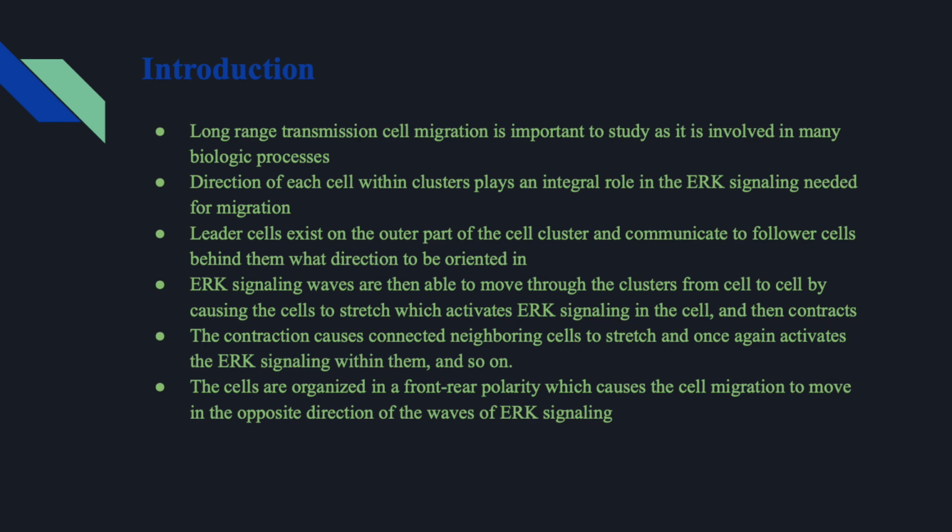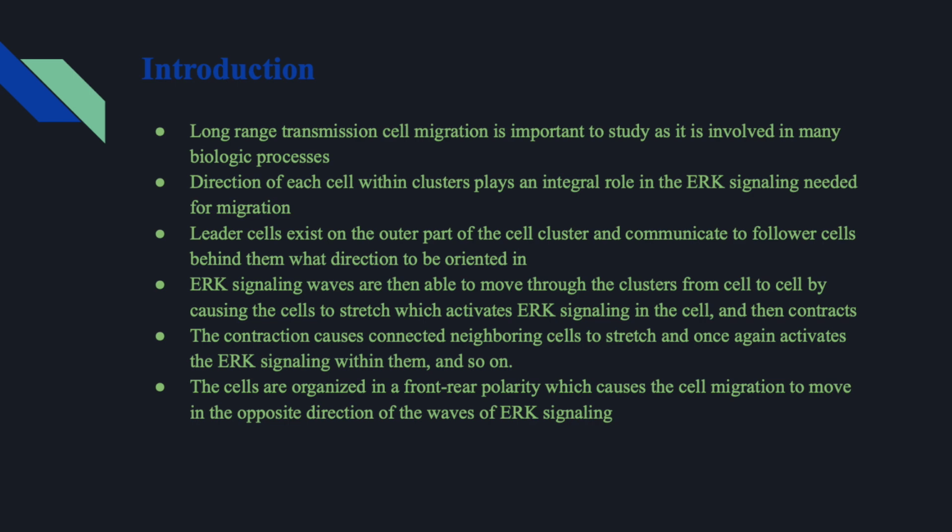Within these clusters of cells, direction of each cell is very important as it plays a role in the efficacy of intracellular ERK signaling throughout the cluster. The direction of the cells is managed by two factors: the leader cell's ability to sense direction from the environmental cues, and the follower cell's ability to obtain directional cues from the leader cells. In a cluster, the leader cells exist on the perimeter, and the follower cells are located behind them. Through this positioning, ERK waves are able to move through the cluster of cells, causing migration to occur opposite of the direction of the waves.